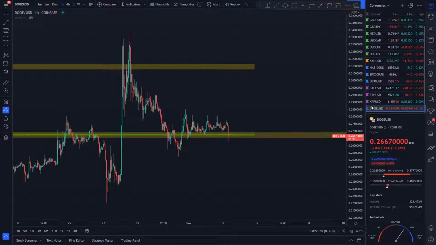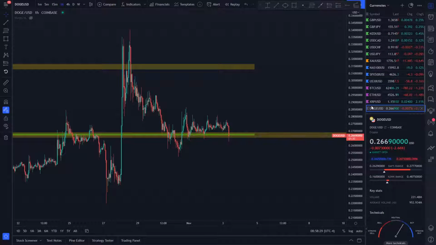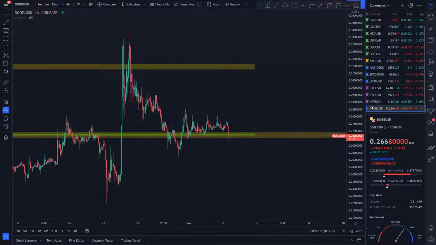Yeah, you always look left for possible reversals. Always, always, always look left. You don't ever want to not look left, right?